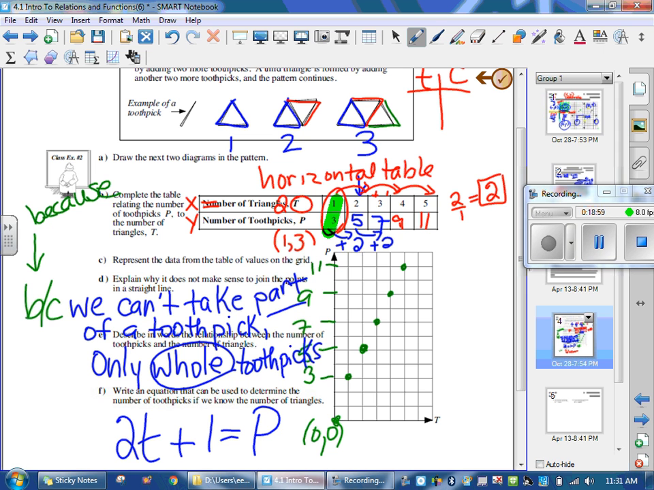All right. Any questions about this graph? We have 2 more questions they're going to ask about us. The questions are on the top of the next page.